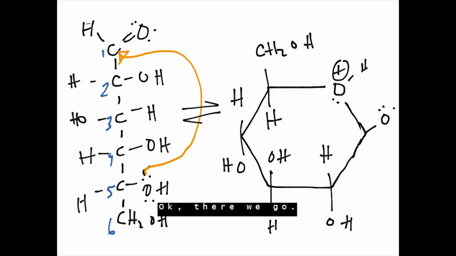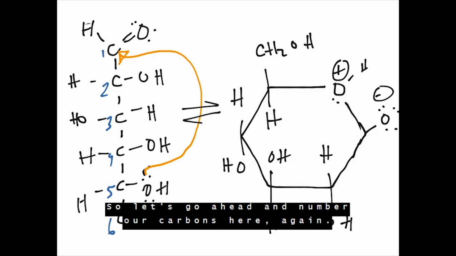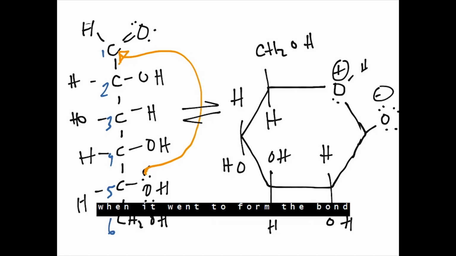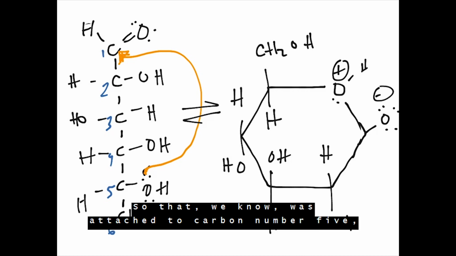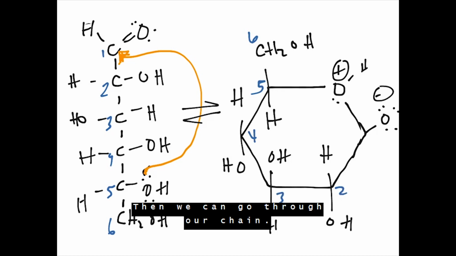Okay, there we go. So let's go ahead and number our carbons here again. So we know that this oxygen is positively charged now, because it's basically shared its pair of electrons when it went to form the bond with carbon number 1 over here. So that we know was attached to carbon number 5, and we see up here the CH2OH, which was carbon 6, so this must be carbon 5.